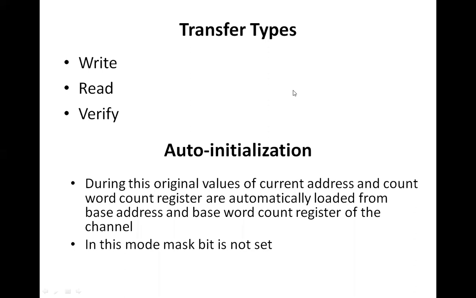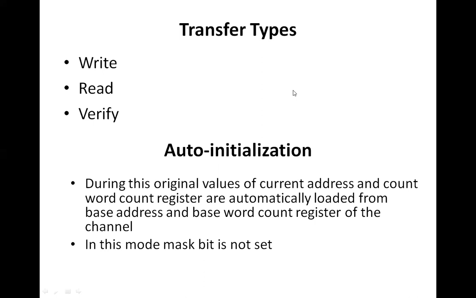So these are the three types of transfer which are done with the help of the 8237 DMA controller. Then, what is the meaning of auto initialization? During auto initialization, as we have discussed, we have four registers associated with the individual channel: the current address register and the current word count register, along with the base address register as well as the base word count register. Whatever value of the current address register is, it is also stored in the base address register, and whatever value of the current word count register is, it is also stored in the base word count register.